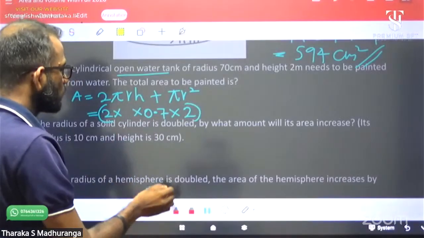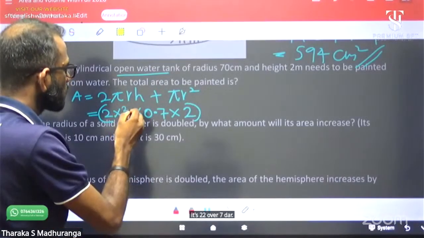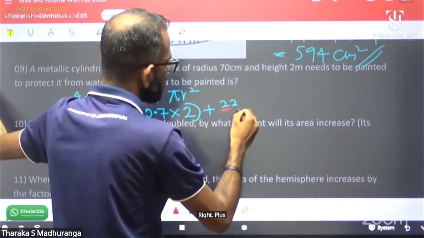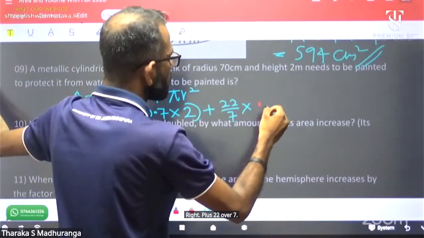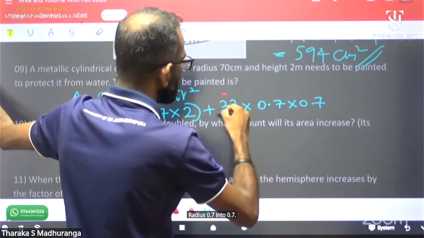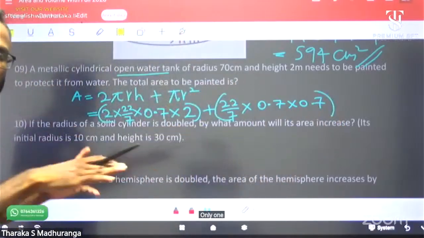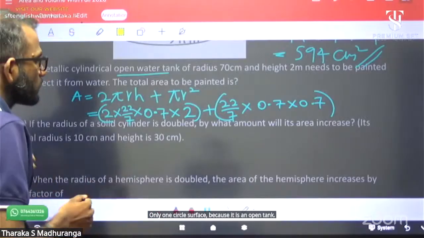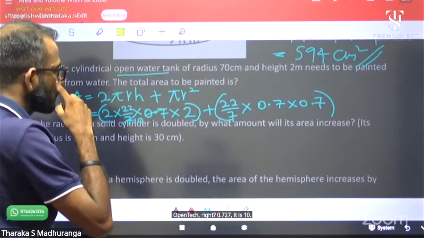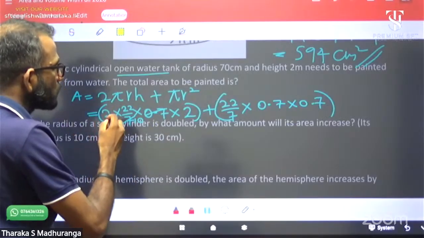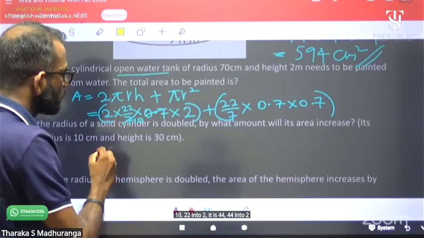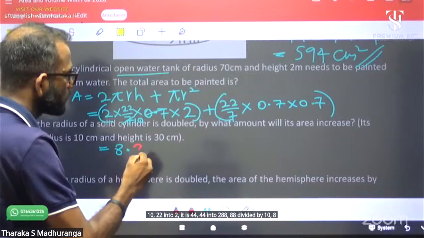Let's take 22/7 down. Right. Plus 22/7 times radius 0.7 into 0.7. Only one circle surface because it is an open tank. Open tank. Right? 0.7 to 7, it is 10. 10. 22 into 2, it is 44. 44 into 2, 88. 88 divided by 10, 8.8.